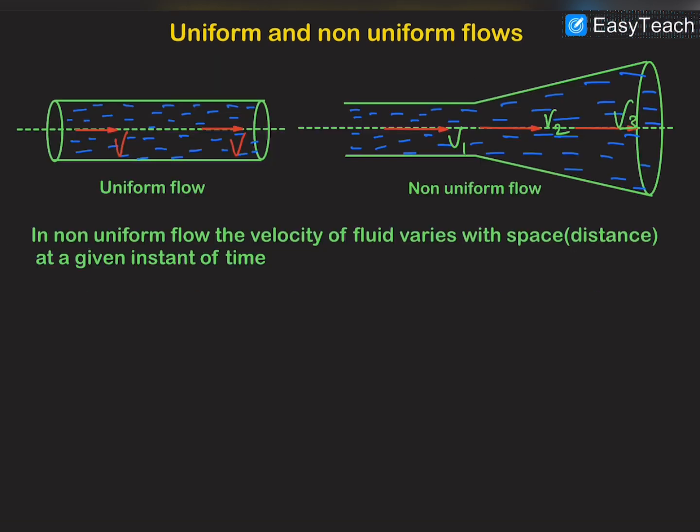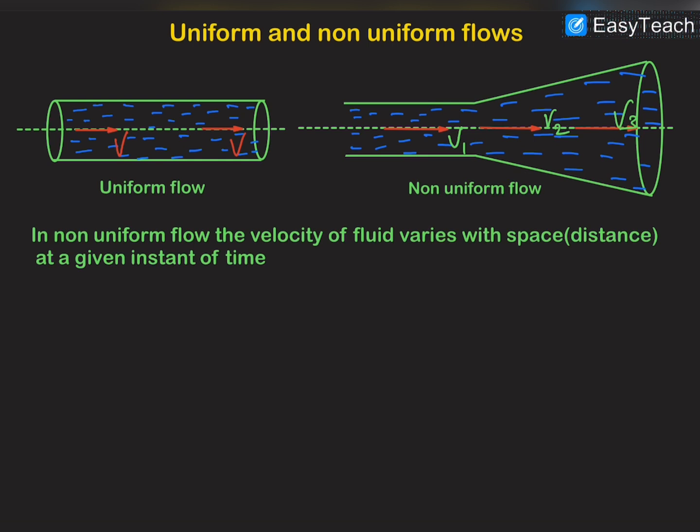Now there is another type of flow which is called uniform and non-uniform flow. In the uniform flow, the velocity of the fluid flowing through the pipe remains constant throughout the pipe, which means that it does not change with space or distance. This is an example in which there is a pipe of constant cross section throughout, and the liquid is flowing through this pipe. So the velocity of liquid at all the points of the pipe will be the same v.